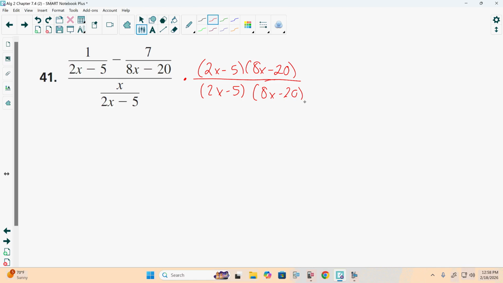But 8x minus 20, 8 and 20 have a greatest common factor of what? What's in common with 8 and 20? 4, isn't it? So since it does have a greatest common factor, if I factor that 4 out of 8x, we're going to be left with 2x. Factor that 4 out of 20, we get 5.